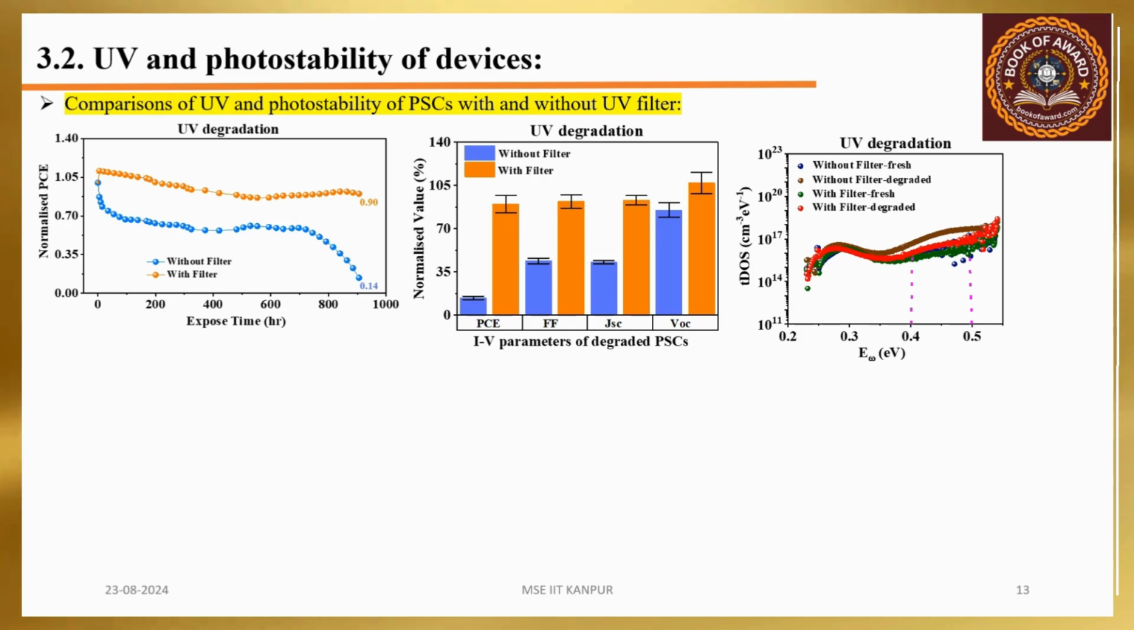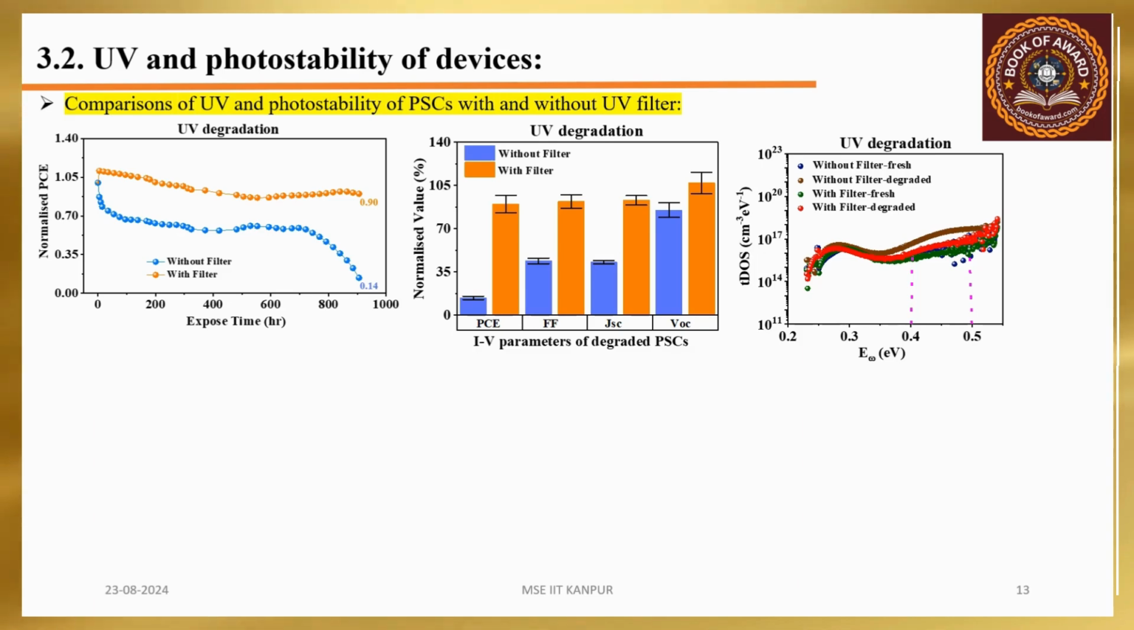This graph shows the JV characteristic parameters of degraded perovskite solar cells without filter and with filter. Then we observe that photoconversion efficiency, fill factor, short circuit current density, and open circuit voltage of the perovskite solar cell with filter are slightly reduced, but without filter it almost degraded. So we can say that the Pani UV filter improves the UV stability of perovskite solar cells up to 900 hours.